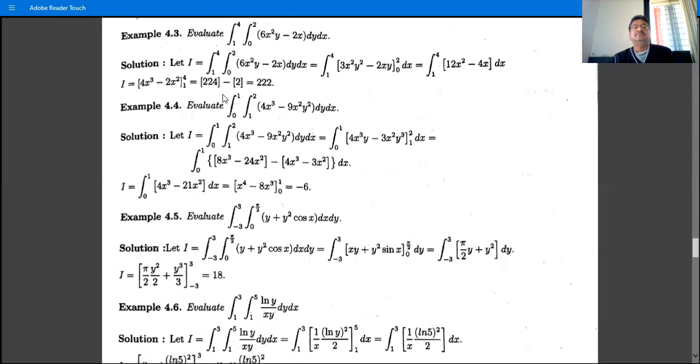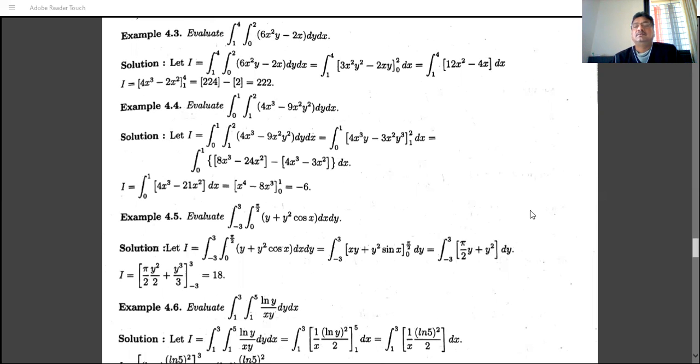Next example, evaluate the integration from 1 to 4, 0 to 2, of 6x square y minus 2x, dy dx. So this 0 to 2 is the limit on y because dy is first here, and 1 to 4 is the limit on x. So integrating with respect to y first here. So its integration is 6x square is constant, and integration of y square is y square by 3.